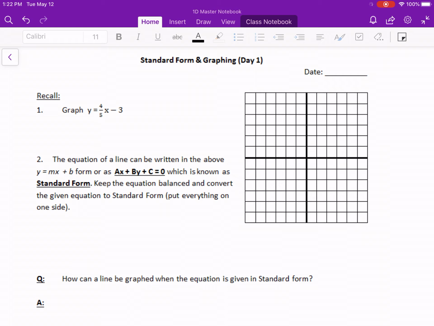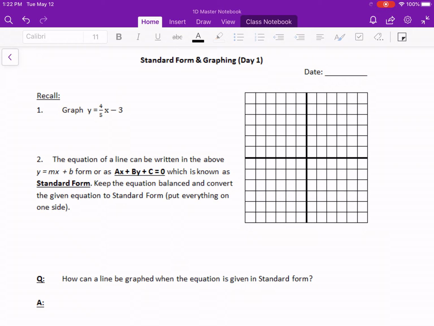Now that we know about slope y-intercept form of an equation, we're going to take that and extend it, and we're going to work with something that's called standard form. So let's start by reviewing slope y-intercept form of the equation. That's the one that looks like this that I just highlighted, y equals mx plus b.